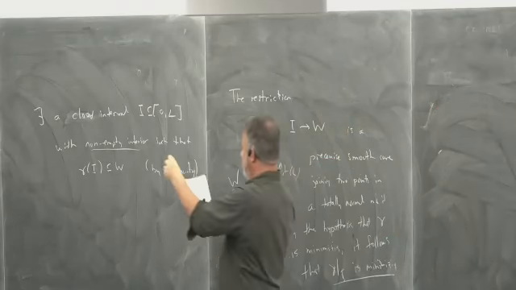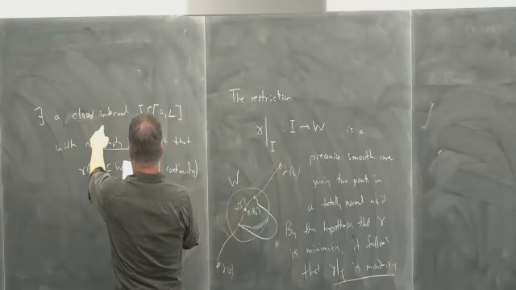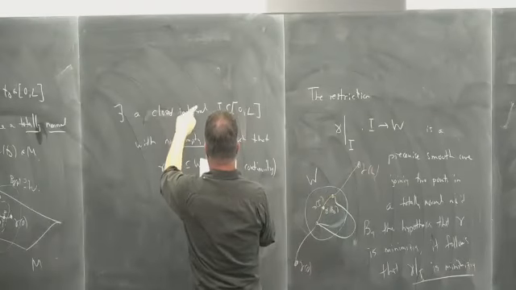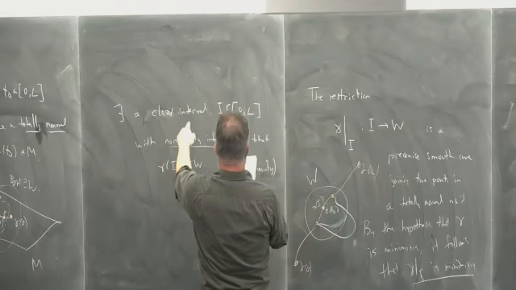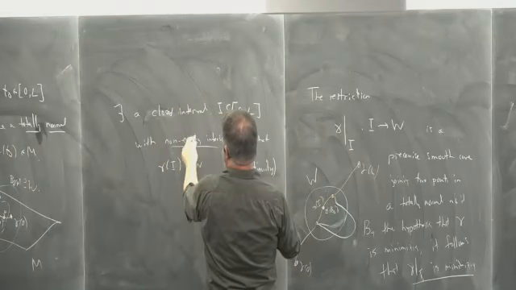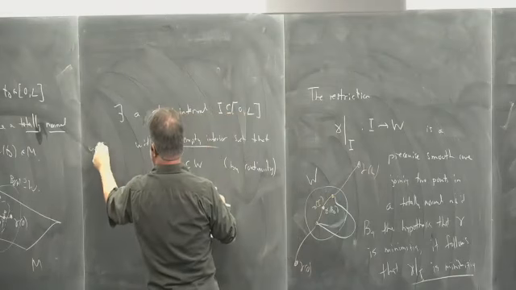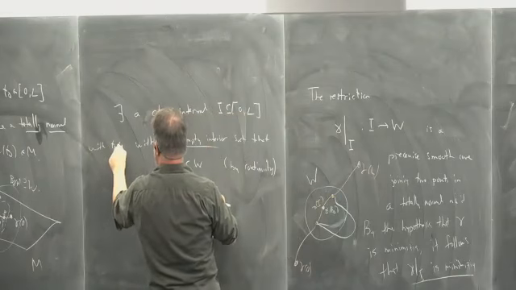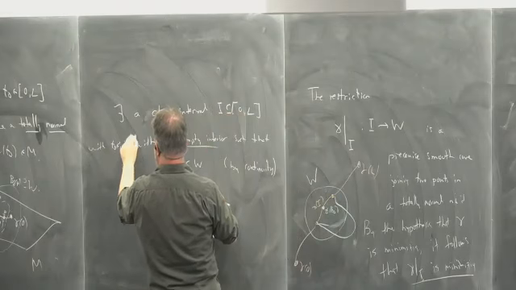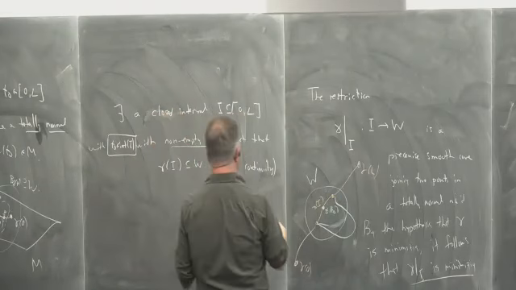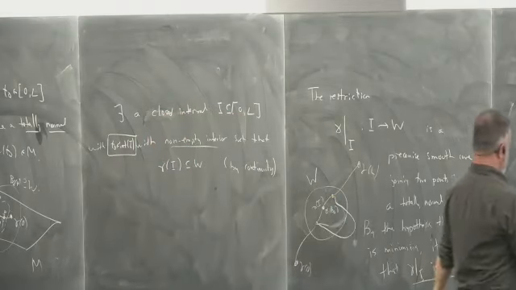Oh, sorry. I do want that. I want t naught and I, a closed interval I with t naught in the interior of I. Thank you. That was implicit in all the pictures, but I forgot to write it down.